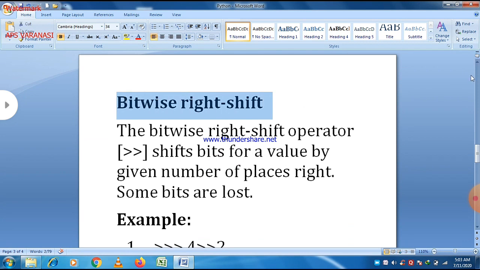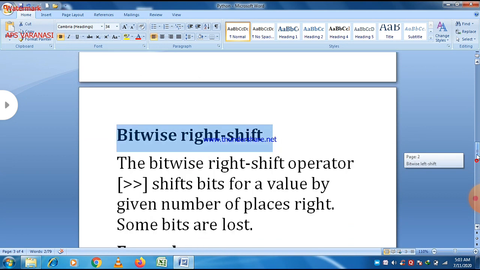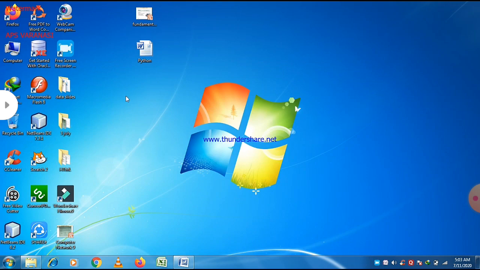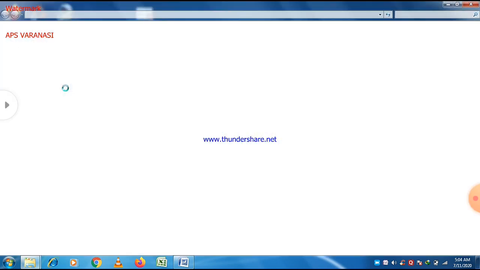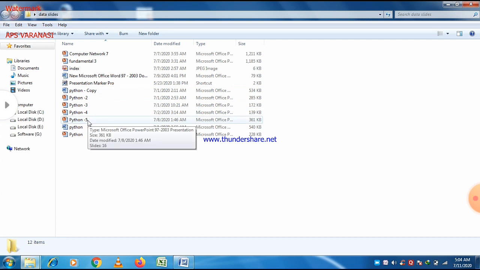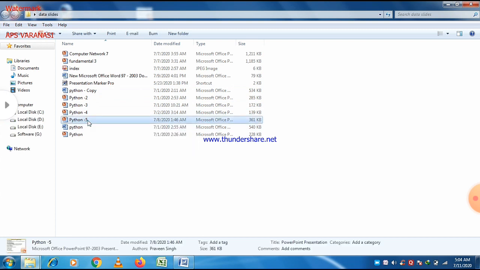First of all, the bitwise left shift operator. So what is the bitwise left shift operator? The bitwise left shift operator basically shifts the bits in the left direction. That's why it is called the bitwise left shift operator. So let us take an introduction first.